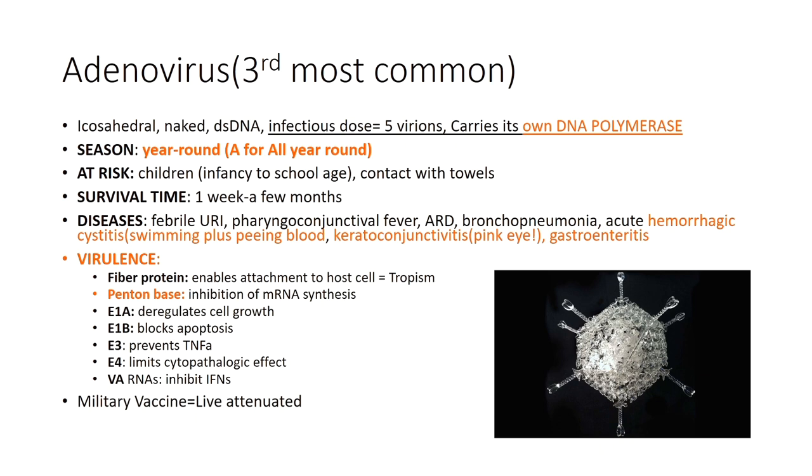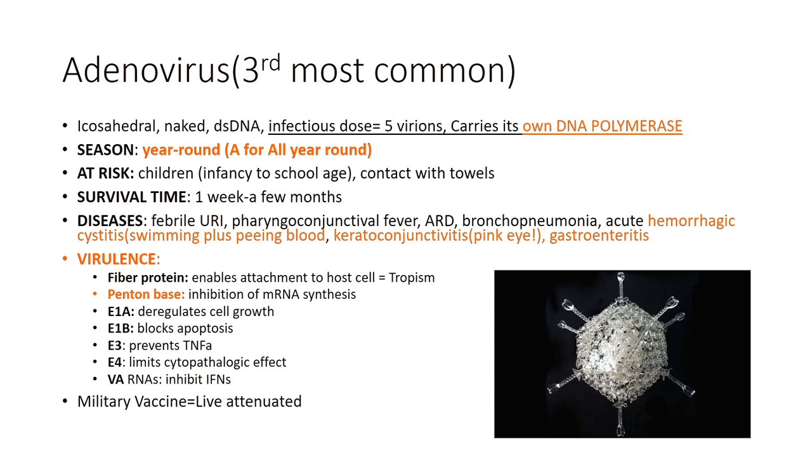So this guy doesn't just cause runny nose, but it causes pink eye, which is keratoconjunctivitis. It causes GI symptoms, so look for that: vomiting, nausea, maybe some diarrhea. And then other things in severe cases are hemorrhagic cystitis, which is bleeding or bloody urine. And this is usually associated with swimming pools plus peeing blood. That's probably going to be your adenovirus.